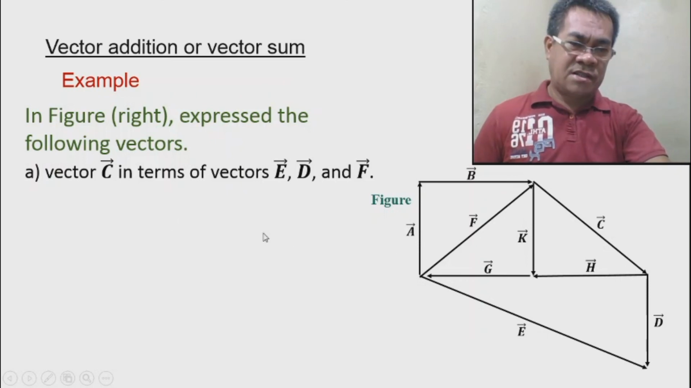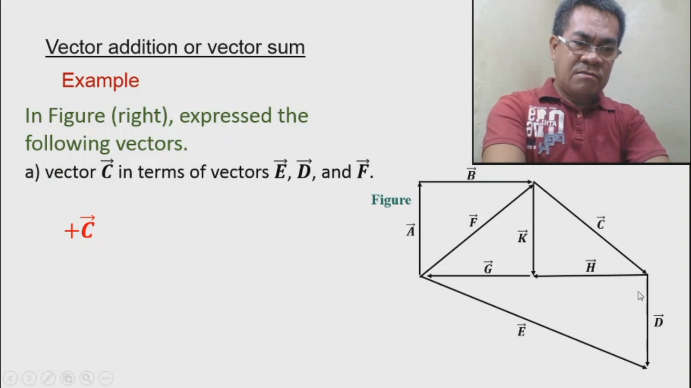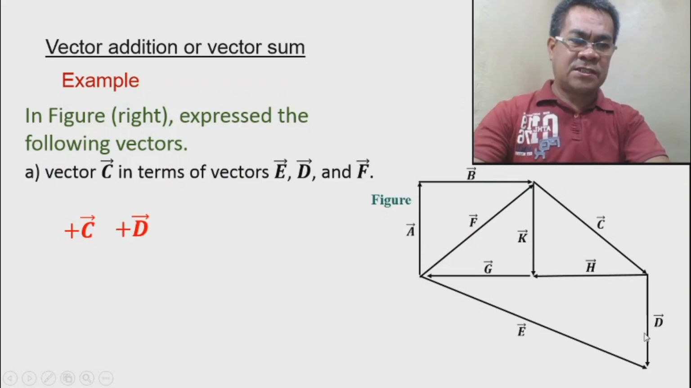So if we start at this point, then travel to this point, this is a parallel vector, so this should be plus. Then continue. Now take note, we start at this point, so we need to stop also at this point. The stopping point is also this point. Starting point, parallel vector C. Then D is a parallel vector, so it should be positive. D is parallel to C.